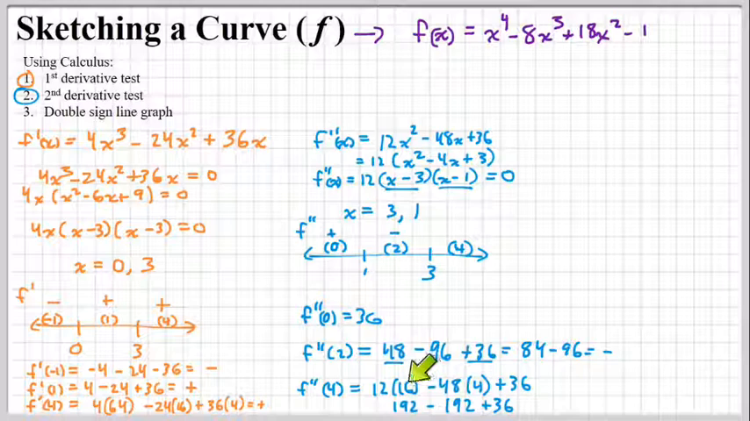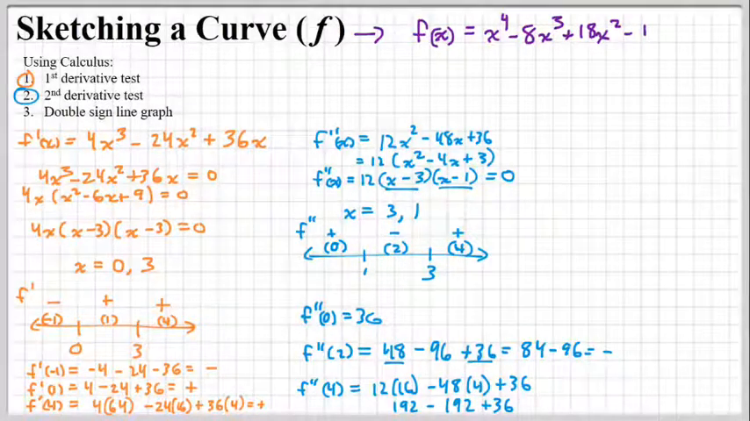I plugged into 4, and I got 16 times 12. I got 192, and when I go 48 times 4, I get 192, but that one's negative, so these kind of cancel each other out, and I'm left with positive 36. So we have a positive. So it looks like 1 and 3 are both inflection points. And the reason why they're inflection points is because the sign changes over 1 and the sign changes over 3.